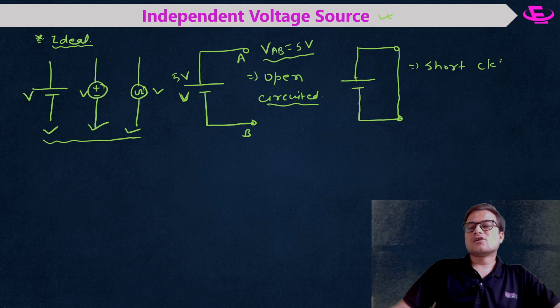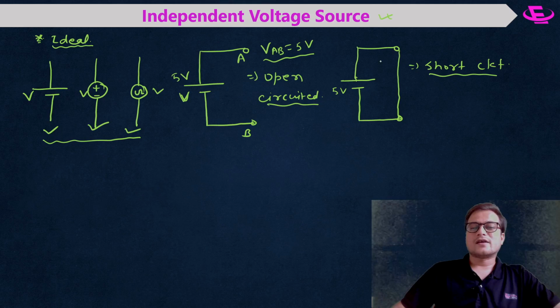Now what is the meaning of short circuit? Suppose this is a 5 volt battery. The moment you short circuit it, this resistance is 0. Now in the circuit the resistance is 0. If the resistance is 0, then a very huge amount of current flows through the circuit, and this battery will be discharged and the circuit will be damaged. So this is called short circuit.